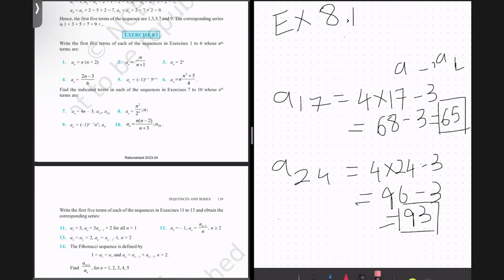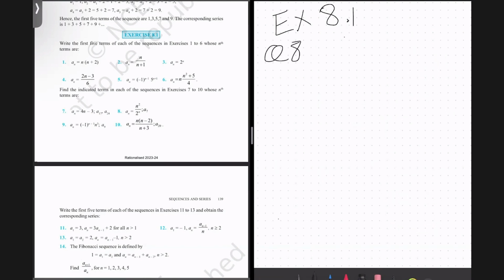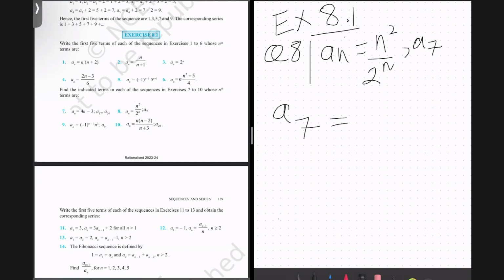Moving on to the next question, question number 8. We have a of n described by the relation n square upon 2 to the power n, and we need to find the value of a of 7. Right? So this is also not going to be very difficult. It's fairly trivial for you guys to solve. For a of 7, you need to plug in the value of 7 into this rule right here. So 7 square is nothing but 49 upon 2 to the power 7. 2 to the power 7 is nothing but 128.